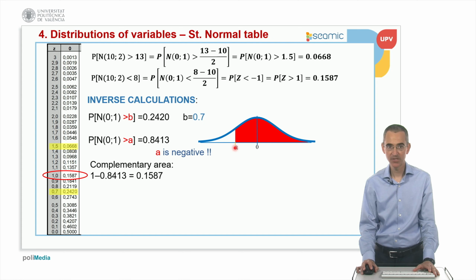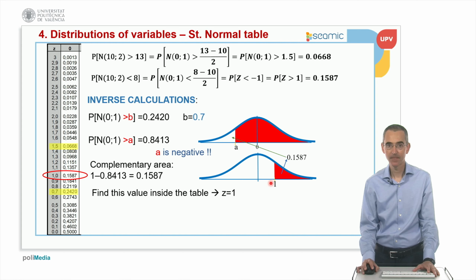And now, by symmetry, I find this value inside the table, which is 0.1587, and the value is 1.0. So if I put here the value 1, bigger than 1 is 16%, so by symmetry, less than minus 1 is the same. So this is the solution. We get that finally the value A will be minus 1.